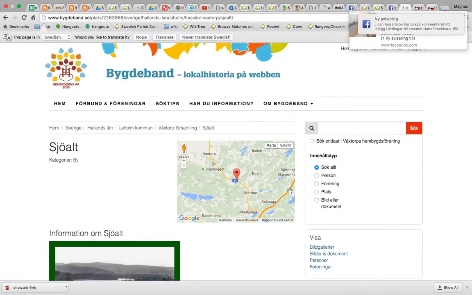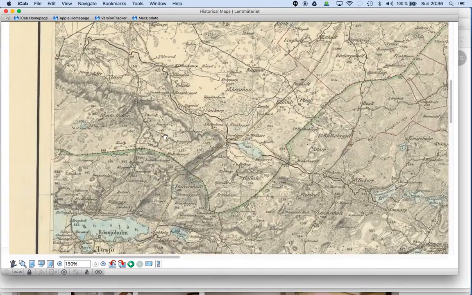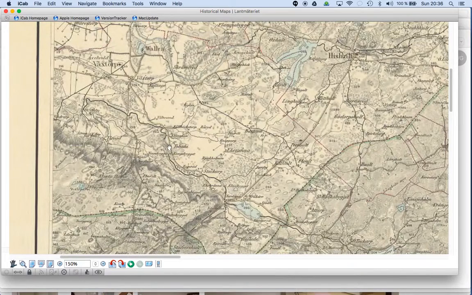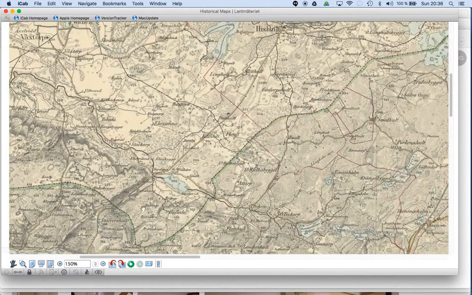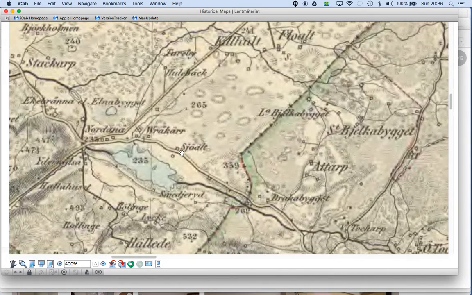Örkelljunga, there we have it. Örkelljunga is down there, so then it should be up here somewhere. Växtorp. And then we learned that Växtorp is following the street down here. Sjöalt. On this map it was just 2 houses. That's cool. And then we have the island here, yes.